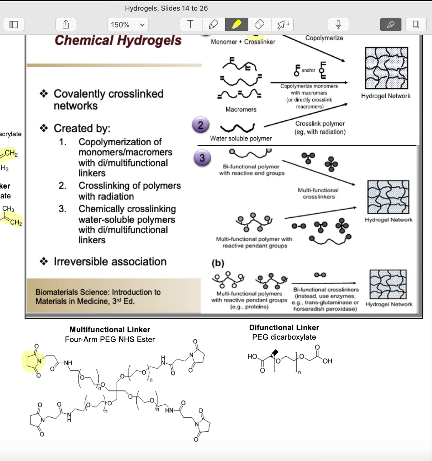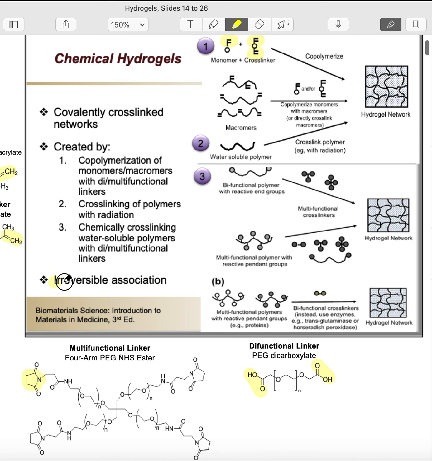Similarly, you could have a difunctional linker, such as a PEG carboxylate that has two carboxylic acids that could be utilized to cross-link another polymer system. One thing that I want to point out is that these chemical hydrogels have irreversible association, because what we're doing is that we're forming covalent bonds. So those covalent bonds would need to be broken through other chemical reactions in order for the hydrogel to degrade.